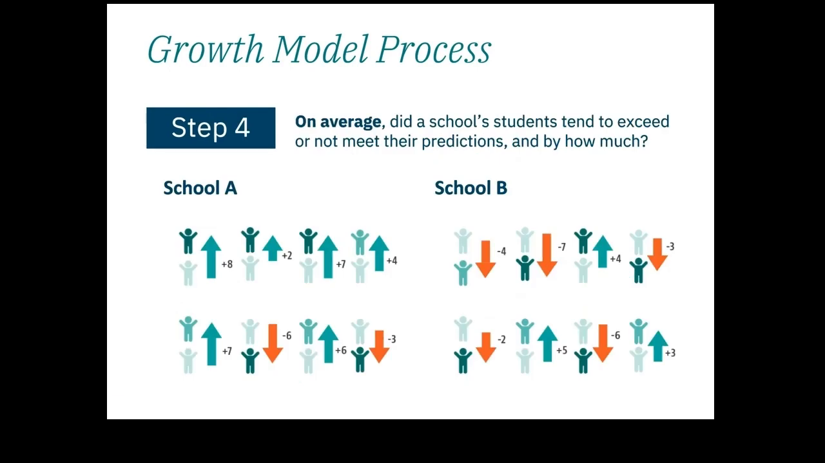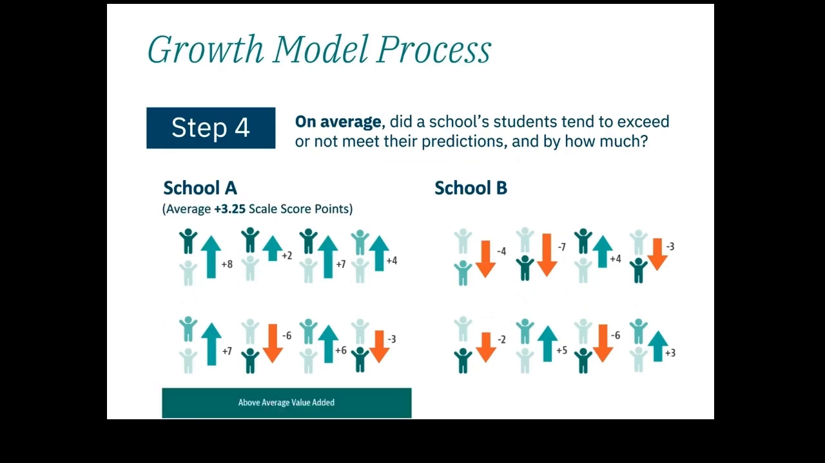We average that all together to find out for a school's students, did they tend to beat or not meet their predictions, and by how much. We can also do this at the teacher level, but here is a school just as an example. On the left, school A, you can see by those upward facing arrows that those students tended to beat their predictions. When we average it all out, these students tended to beat their predictions by about 3 RIT points higher than what similar students across the state seem to achieve.